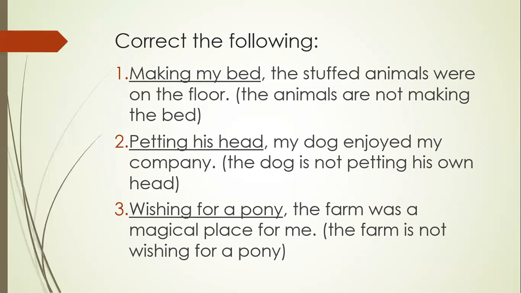Correct the following. You might want to pause the video here to take down notes. Making my bed, the stuffed animals were on the floor. Now the animals are not making the bed, so who is? Petting his head, my dog enjoyed my company. The dog is certainly not petting his own head, so who is then? Wishing for a pony, the farm was a magical place for me. Once again, the farm is not wishing for a pony. Therefore, who is making the wish? Pause the video now and see if you can correct these three examples.